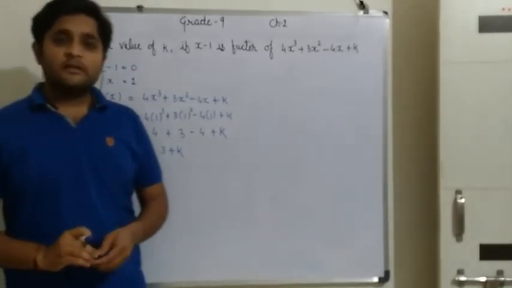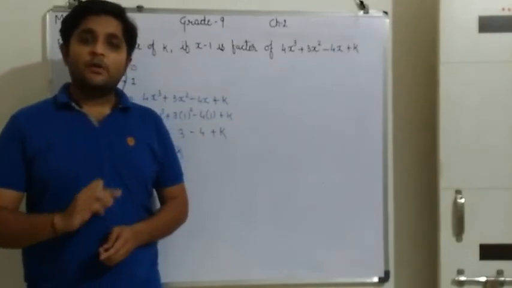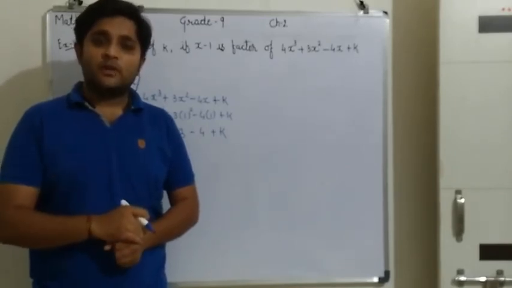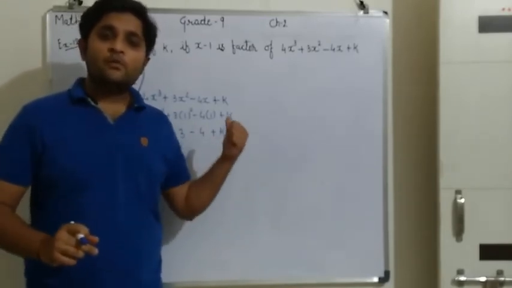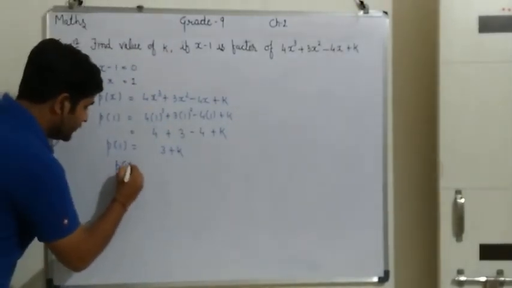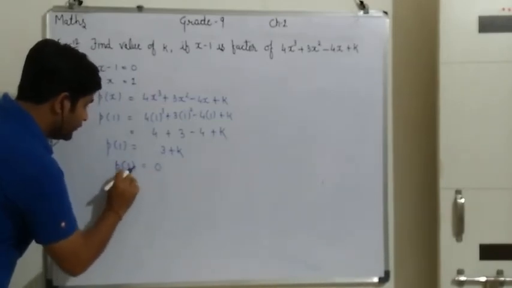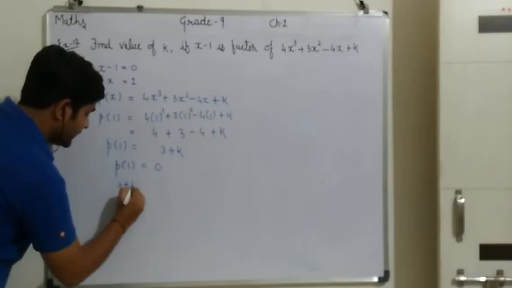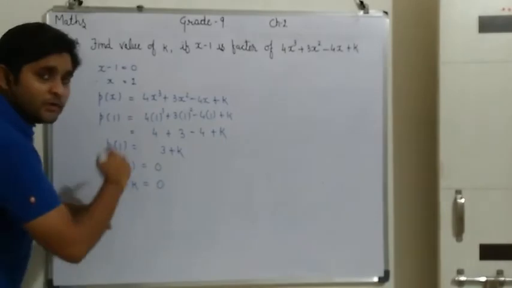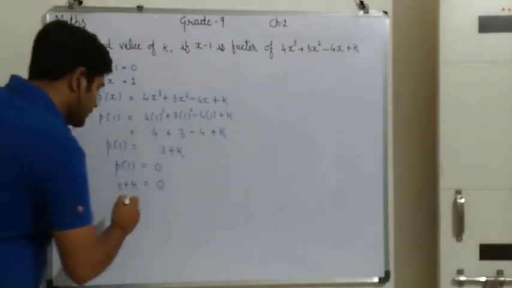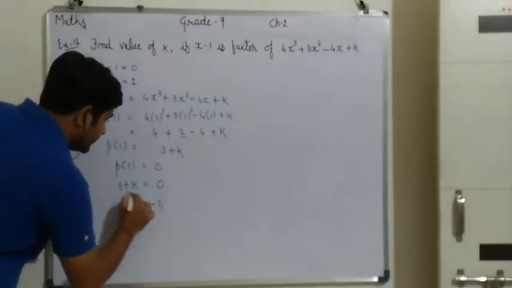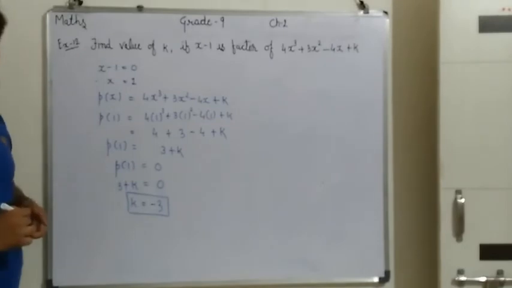From the factor theorem we know that we take p of a is equal to 0. In the previous example we showed that p of a is equal to 0. Here p of 1 is equal to 0. So p of 1 is equal to 3 plus k, so 3 plus k is equal to 0. Now k stays as it is, and this 3 goes to the right-hand side, so it becomes minus 3. Therefore k is equal to minus 3. It is our answer.